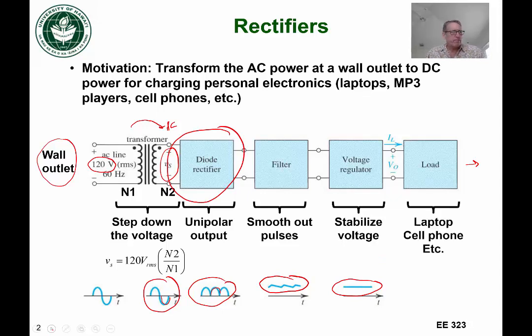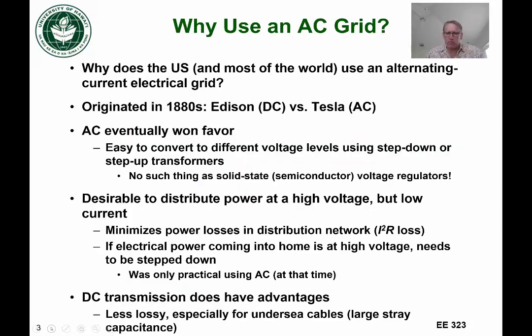Okay, so let's move on and talk a little bit about why we use AC to begin with. The US and actually almost the whole world uses the AC electrical grid, and you might ask why. Well, it wasn't always obvious that we should use AC. In fact, in the 1880s, there was a big debate between Edison, who espoused DC, and Tesla, who said that we should use AC. And as you can see, AC eventually won favor.